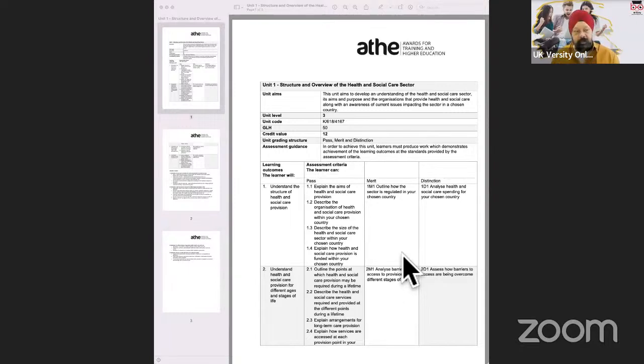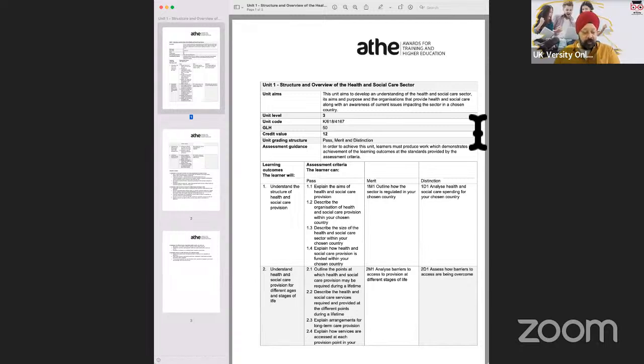So for the purposes of this unit, we'll be focused on the NHS, or National Health Services, within England in particular. Most of my examples and the details that I will share with you will primarily cover the NHS and NHS-related services, or the services it provides to members of the public. The main aim of this unit is to help you develop an understanding of the health and social care sector.